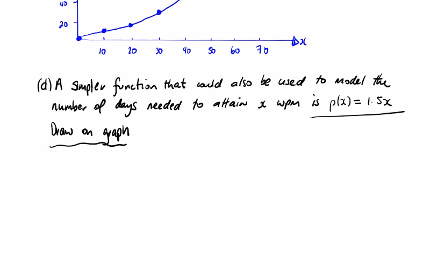So we just need the endpoints. P of 0 is equal to 0, so it starts at (0, 0). And P of 70 is 1.5 by 70. So 70 and 35, 105. So (70, 105) is my second point.